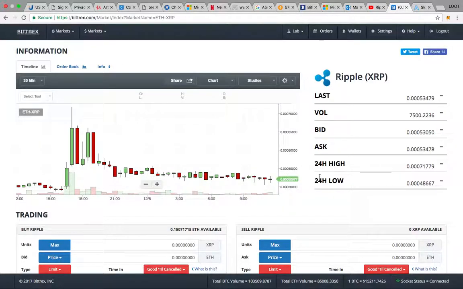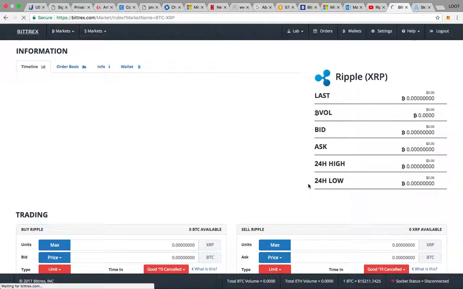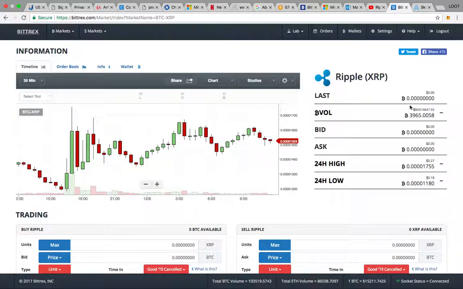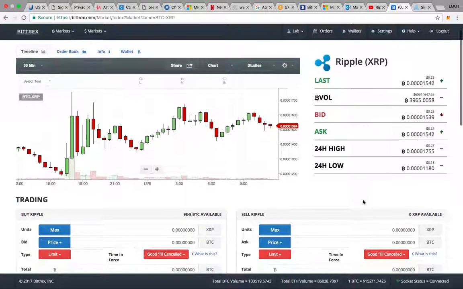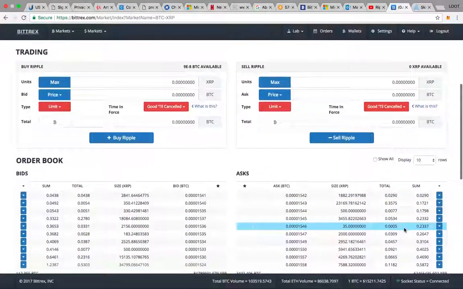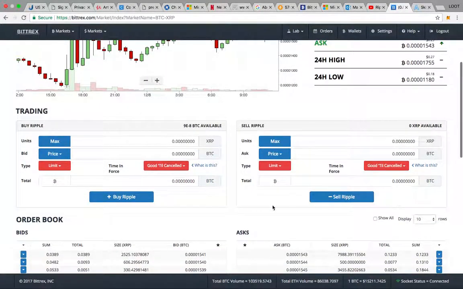So I found Ripple. I actually want to show you guys the USD value really quickly. So I'm gonna go to the Bitcoin market, XRP. So USD value for Ripple right now is coming up 23 cents. So that's good. I think Ripple has the potential to probably break $2 at least over the course of the next year or two. And I think right now is a pretty good time to buy.